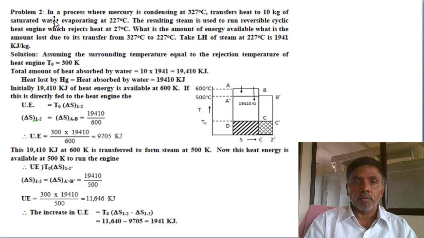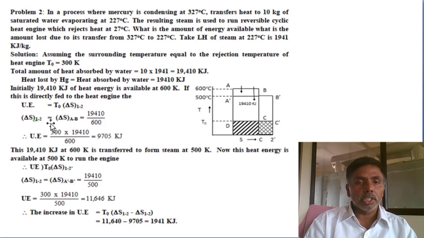Next, the last problem. In a process where mercury is condensing at 327 degrees centigrade, it transfers heat to 10 kg of saturated water evaporating at 227 degrees. So the heat source is at 327, but we are using it at 227 degrees. How much energy? 10 kg of saturated water is evaporated. So the latent heat of vaporization of water at 227 is already given, 1941. So 10 into 1941 is the total heat. But that is available at 327 but utilized at 227.